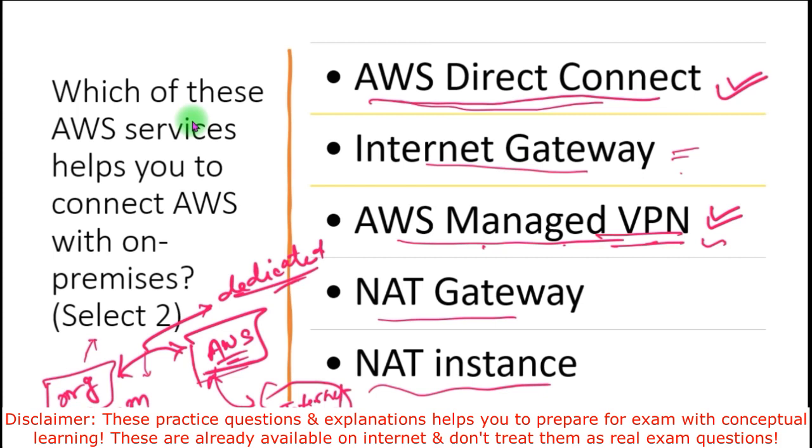And when we talk about the AWS Direct Connect, it's a dedicated connection, it is a software-defined connection. So let me make it dotted. This is AWS managed VPN. Next is NAT gateway. NAT gateway is also used to connect our AWS resources through the internet.